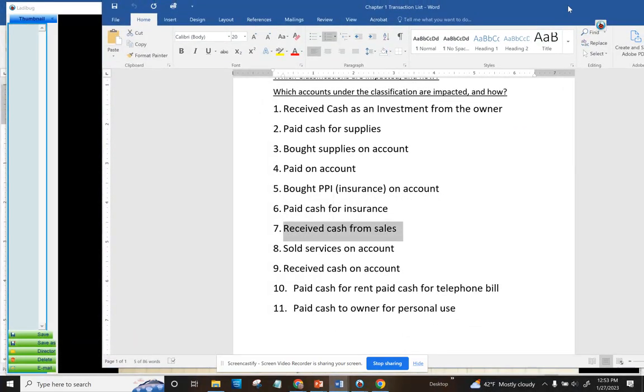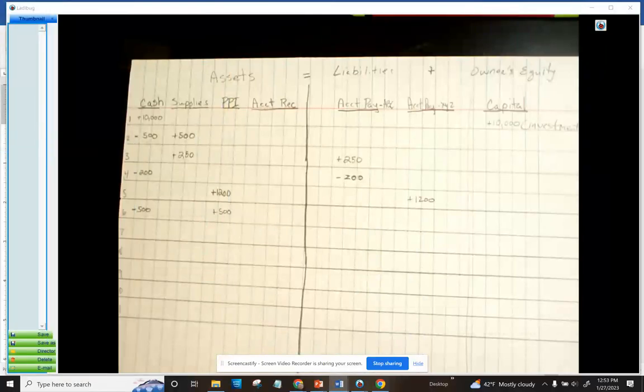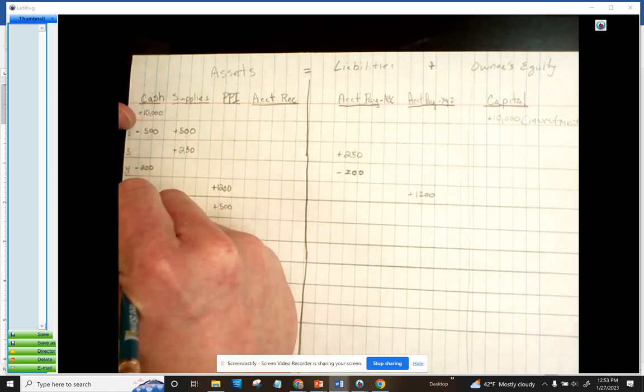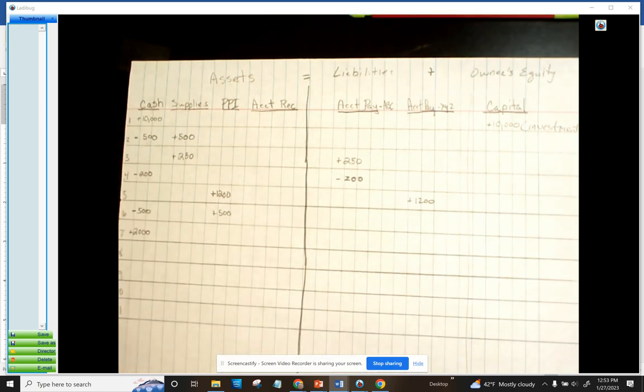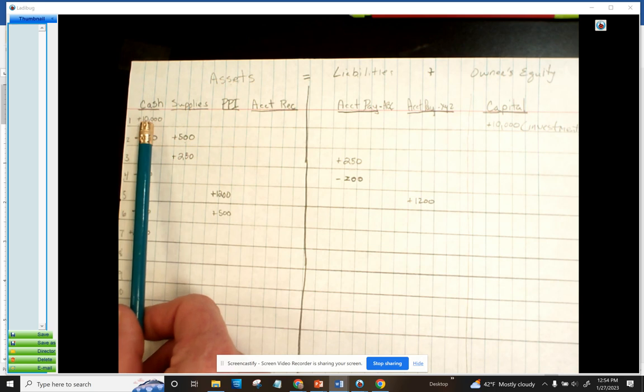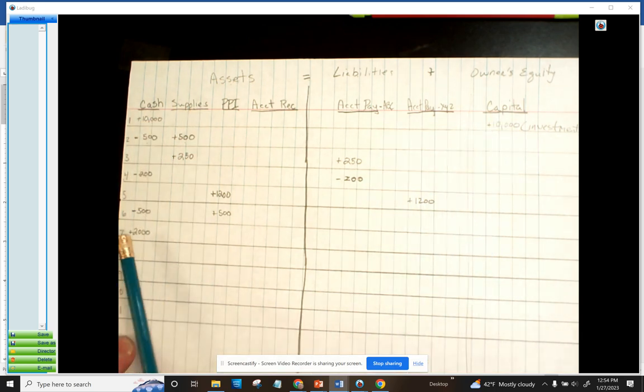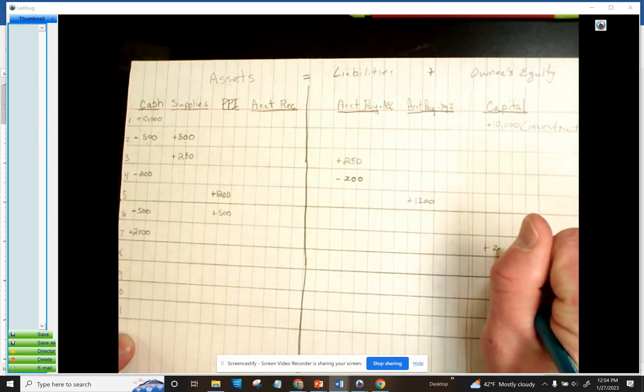Receive cash from sales. All right, that's simple enough, hopefully. We received cash, meaning cash will go up. Let's say we did $2,000 worth of sales. That's a good thing. Our cash went up $2,000. Just like an investment, we don't owe money that has been given to us for services that we have rendered. We don't owe money on that, just like we don't owe money on the $10,000 we put into our own business. So this $2,000 is straight owner's equity. There's no money owed on that $2,000.